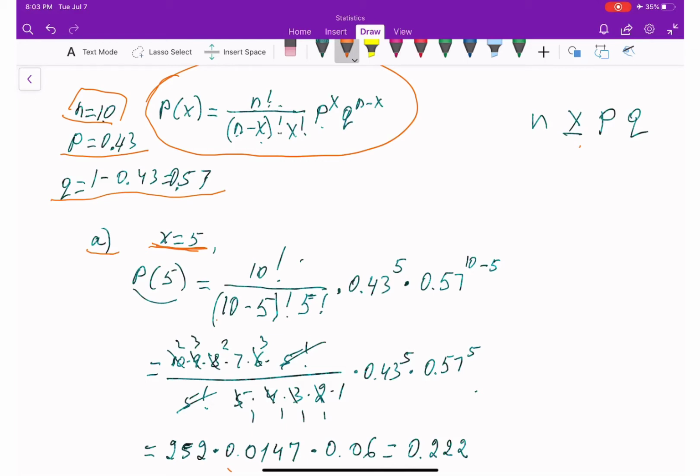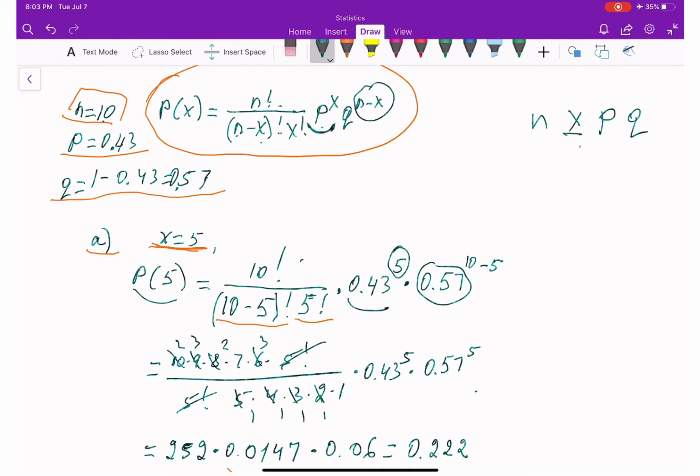10 minus 5 factorial, and then times X factorial, since X is 5, so 5 factorial. Next, here we have time in this formula, P to power X. So how much is our P? 0.43, probability of success, to power X. Since my X is 5, I'm writing down power 5. Next, Q, I have 0.57 to power N minus X. N is 10, X is 5, 10 minus 5.